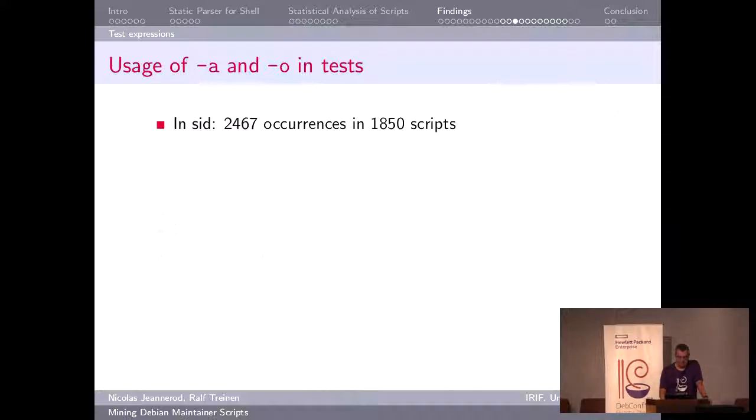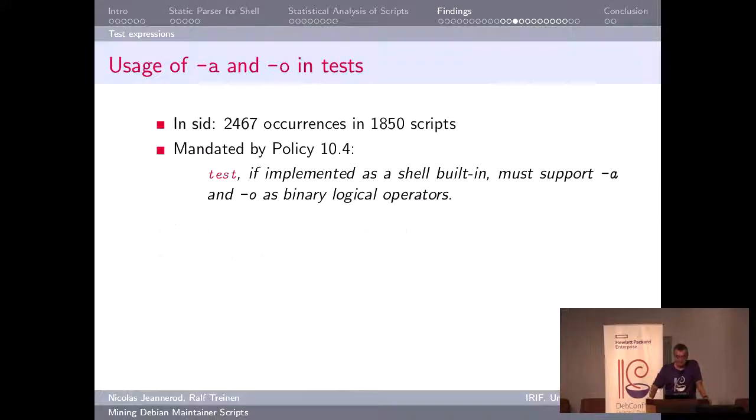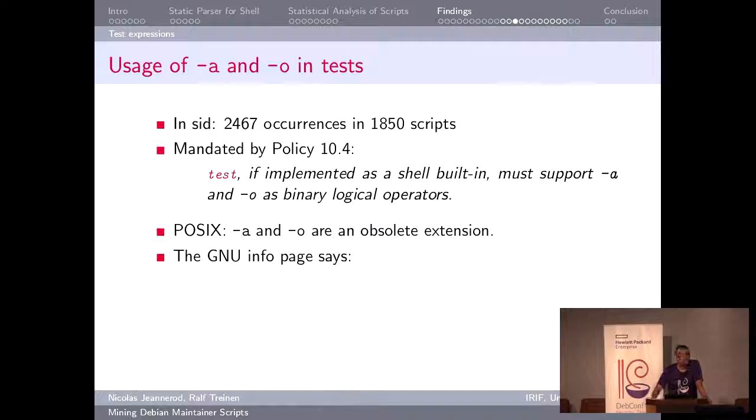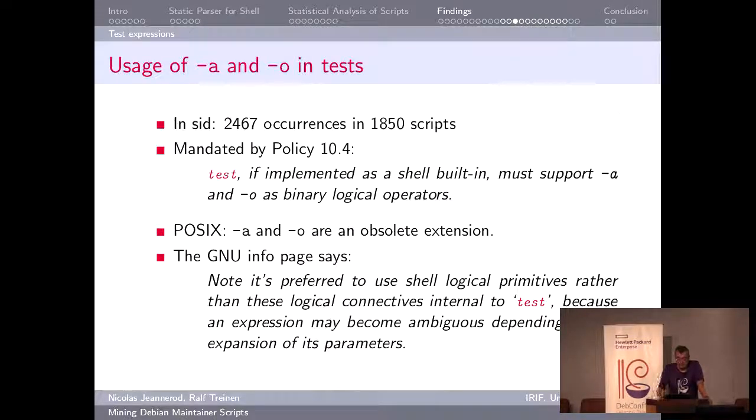I would like to talk about -a and -o. Why? Because they are mentioned in the policy. The policy says test, if implemented as a built-in, must support -a and -o. -a and -o are for AND and OR to combine complex tests. However, when you look at what POSIX says, it's obsolete. First of all, it's an extension only. It's not in the core of the POSIX standard. And furthermore, it's mentioned as being obsolete, and it's recommended not to use it. The GNU page says exactly the same thing, and the reason both recommend not to use it any longer is the same: it's ambiguous. And why is it ambiguous?